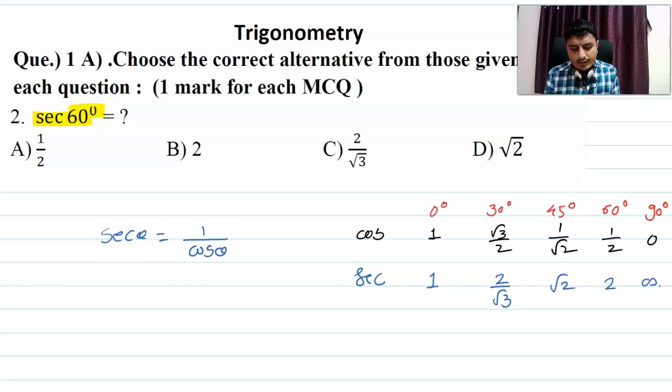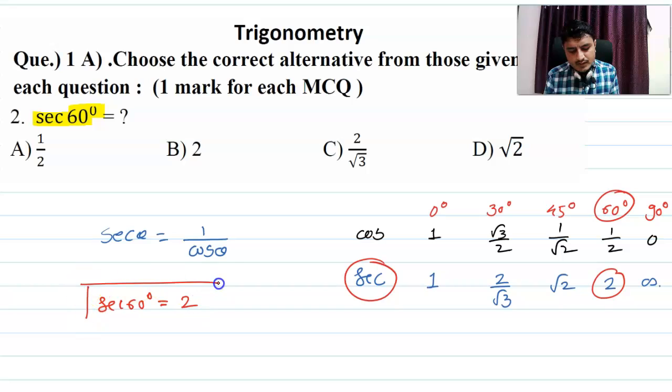Now we have to evaluate the value of sec of 60 degree. Look at sec 60 degree, we have a 2. So sec of 60 degree is equal to 2. Look at the choice code, the correct choice code is choice code B, that is 2.